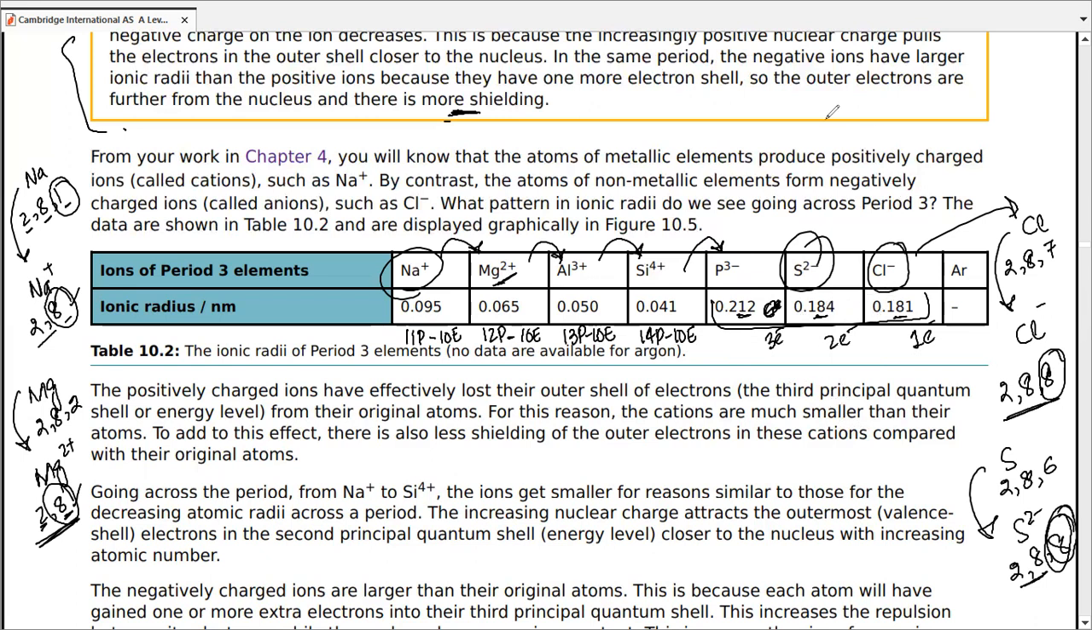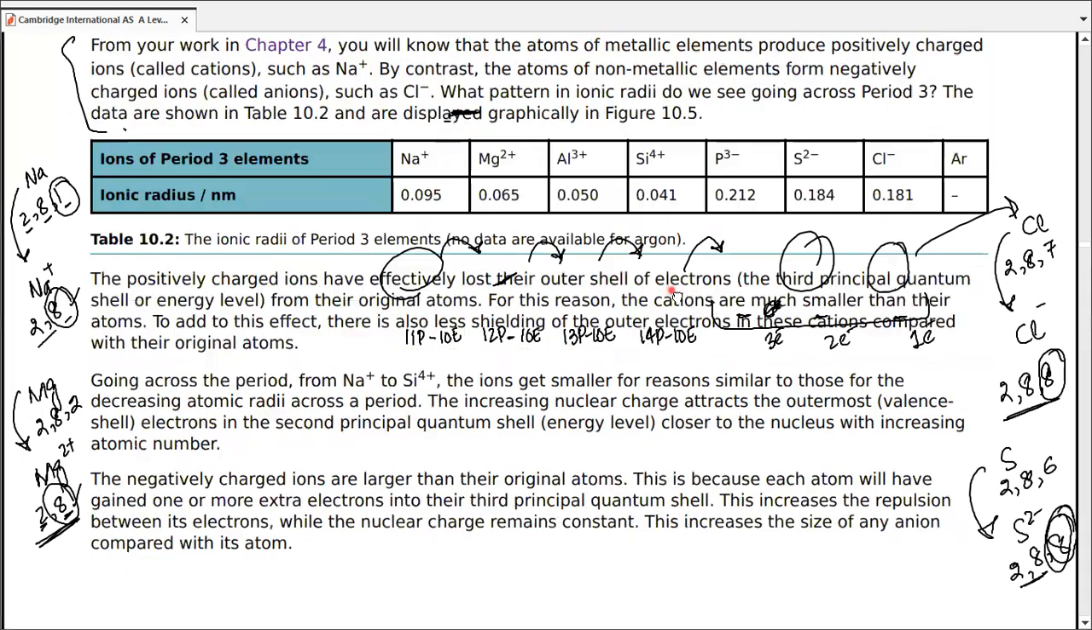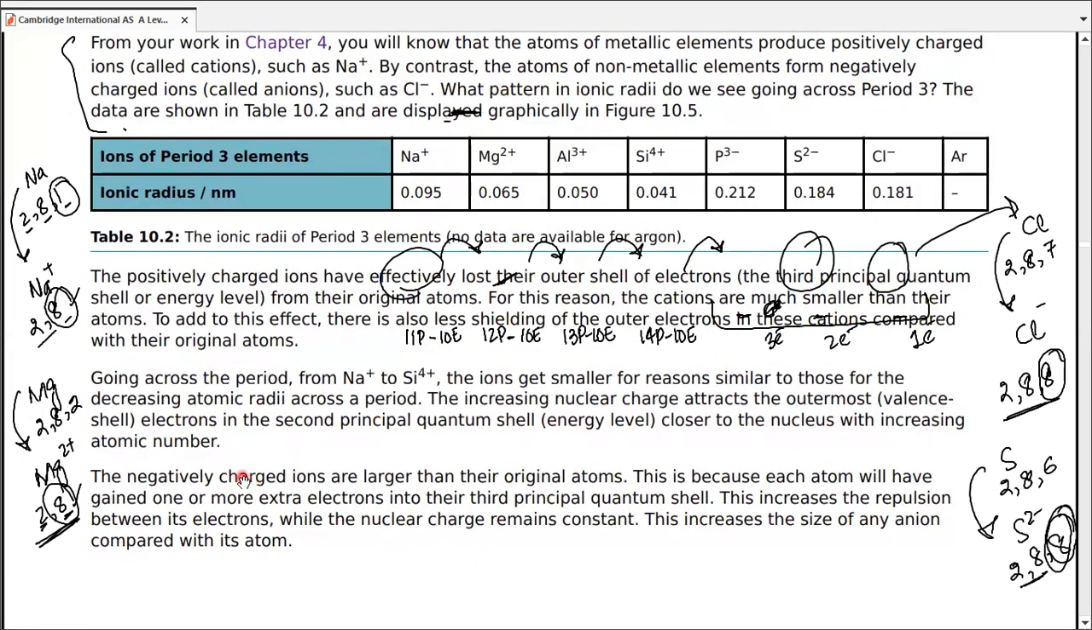So moving on. The negatively charged ions are larger than their parent atoms. This is because each atom will have gained one or more extra electrons into the third principal quantum shell. Remember, since we're talking about the trend in period 3, that's why we're continuously talking about the third principal quantum shell. If they talk about period 4 or period 2, you need to change this number as well. Don't just keep on going with the same number.